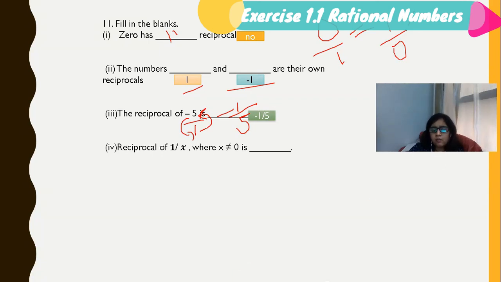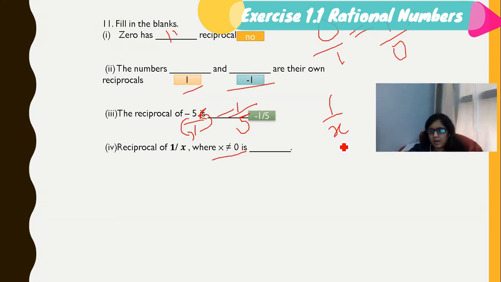And in our fourth part, we have to find the reciprocal of 1 upon x. We have to find the reciprocal of this number, and they have told that this x is not equal to 0. Why have they written that x is not equal to 0? Because if x is 0, this must be undefined. 1 upon 0 is undefined. If this x would be 0, this is an undefined question. So here x is not equal to 0.